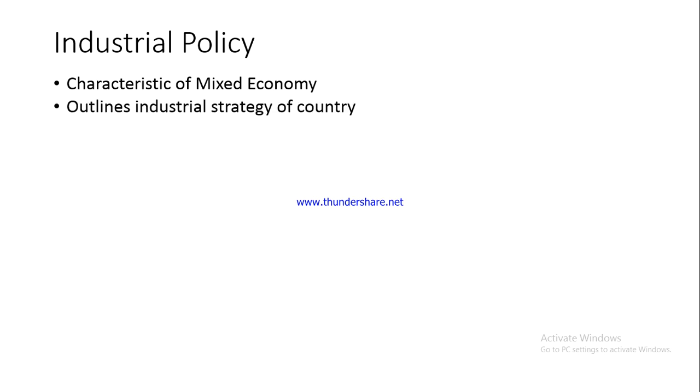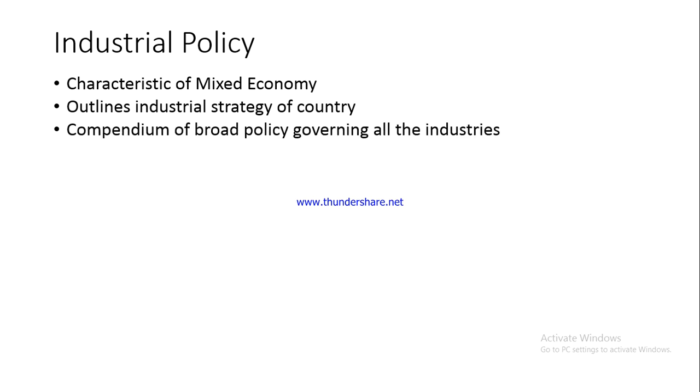Industrial policy outlines the industrial strategy of a country. What is the strategy of a country? What kind of products are to be produced? What kind of products are not to be produced? What kind of products would be produced by the public sector? What would be the products reserved for production in small scale industries or cottage industries, and what will be those spheres of economic activities wherein only and only private sector role would be allowed? These kinds of strategies are outlined by the industrial policy.